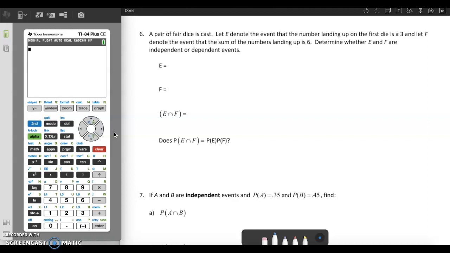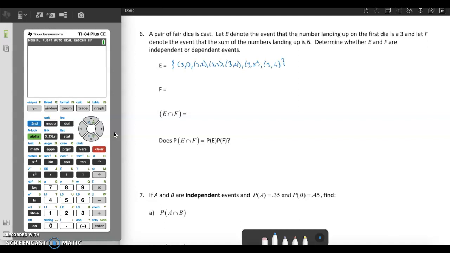Okay, so the event E is the first die has to come up a 3. Okay, so let's see. That could be a 3-1, a 3-2, a 3-3, a 3-4, a 3-5, or a 3-6. That would be all of the different ways I could roll 2 die, with the first one being a 3.